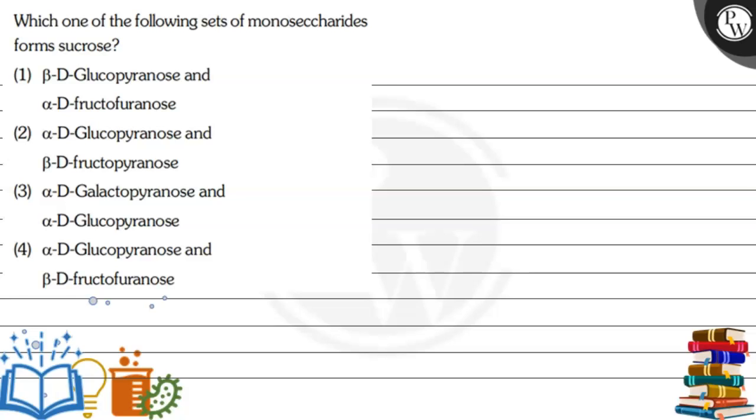बच्चों, let's see the question. The question says, which one of the following sets of monosaccharide forms sucrose? So, हमें sucrose के components को identify करना है. So, the key concept in this question is to understand the structure of sucrose.